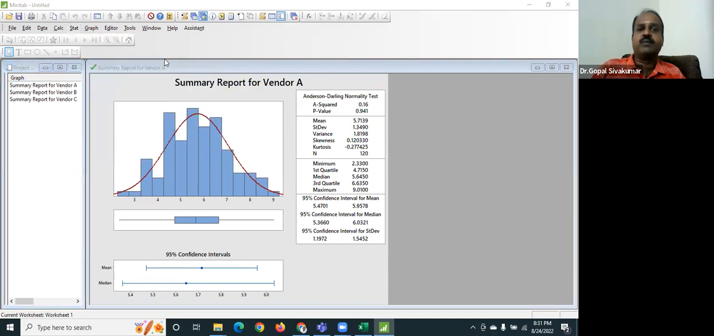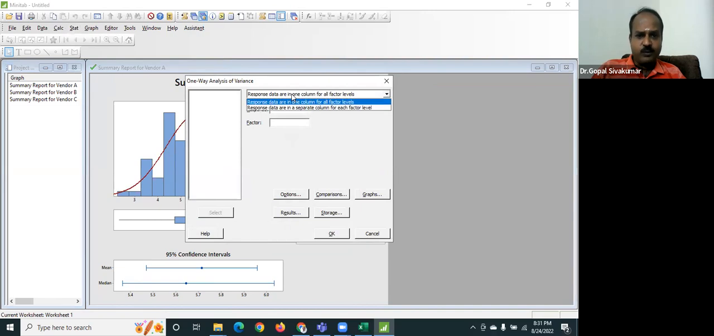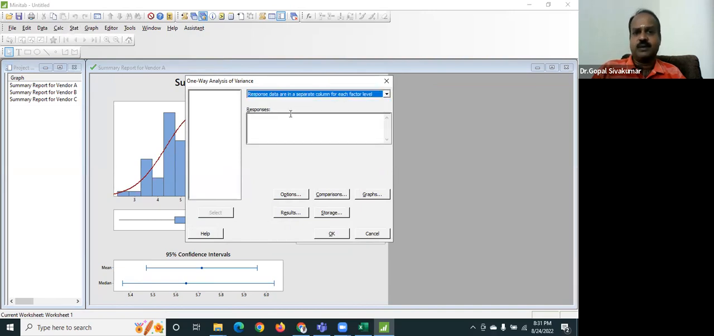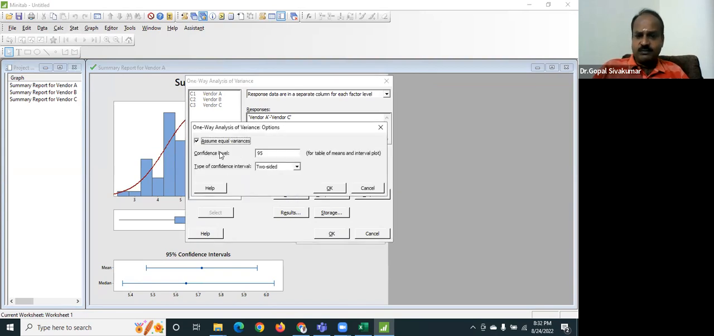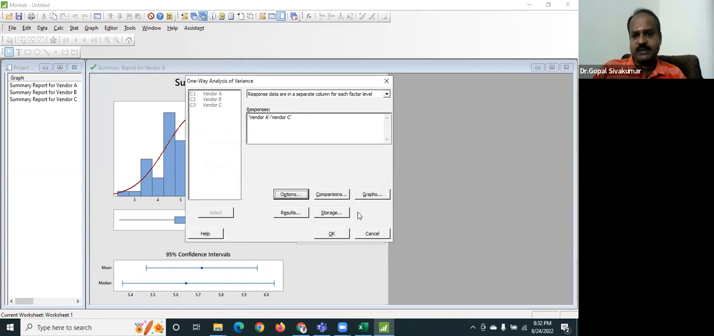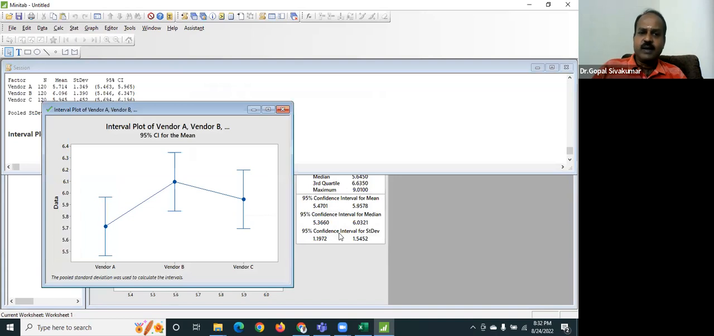So one-way ANOVA. Now, response data are in separate columns. Where are the responses? Column 1, column 2, column 3. Select. Now for these options, for ANOVA, the assumption is equal variance. You assume equal variance. If you want, you can test it, right? Assume equal variance, and then you give OK. Now I am giving OK. ANOVA is done.